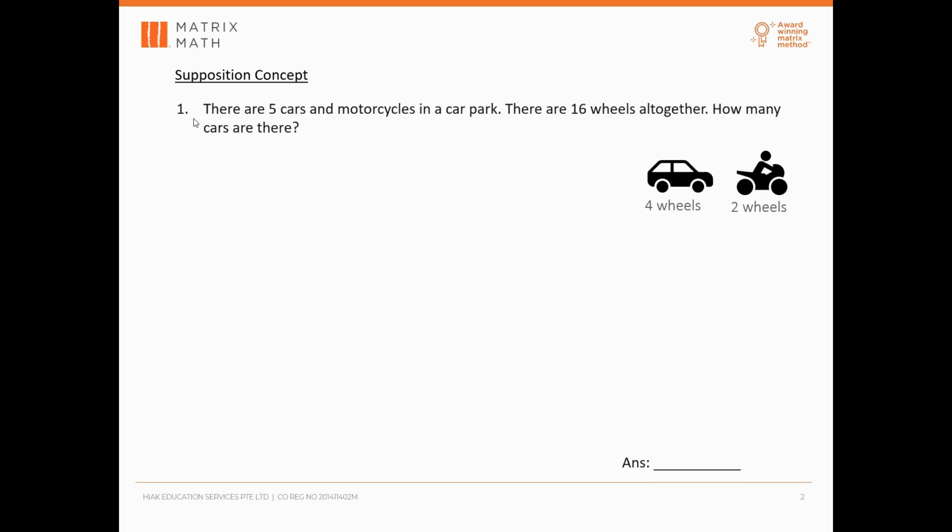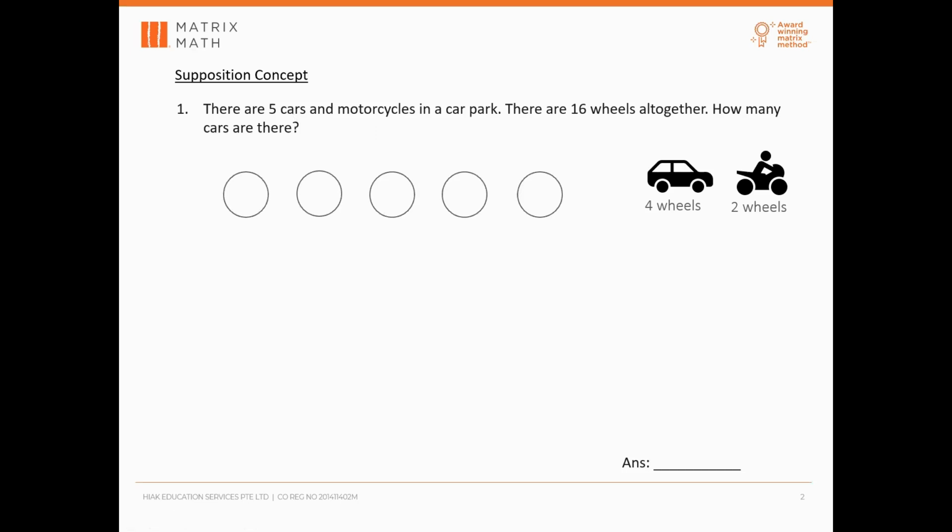So here there are 5 cars and motorcycles in a car park, 16 wheels altogether. How many cars are there? Okay, so we know one car has 4 wheels, a motorcycle has 2 wheels. Since we know that there are 5 vehicles, we will draw 5 circles to represent the 5 vehicles.